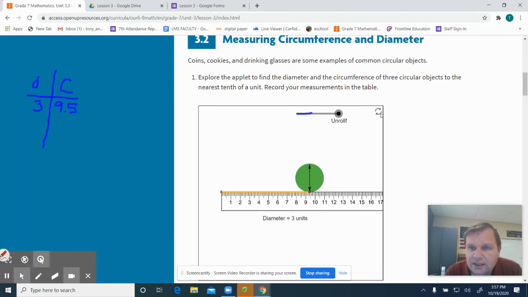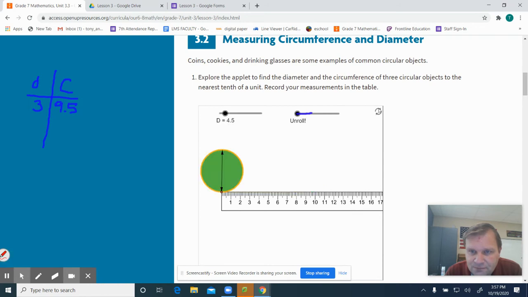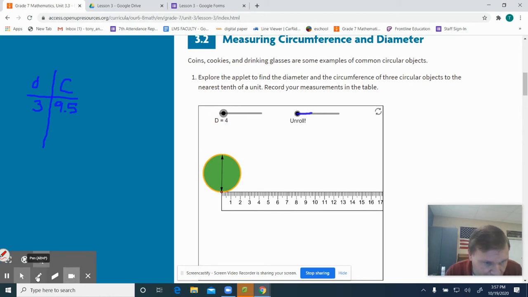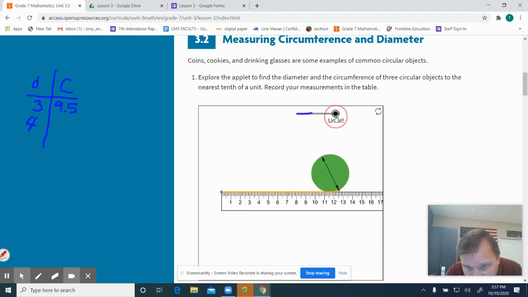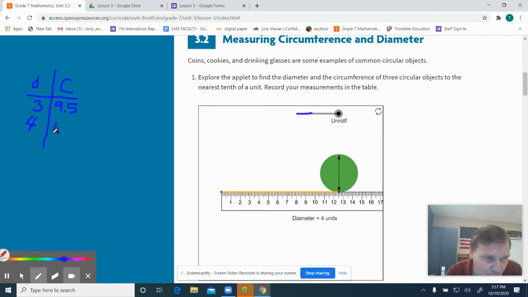Okay, so if I reset this, and let's say that I make it 4, if I can get it there. It's not going to let me go. There it goes. All right, now I know that I have a diameter of 4. So when I unroll this, I'm going to see that it lands right at 12.5. So I'm going to record that.